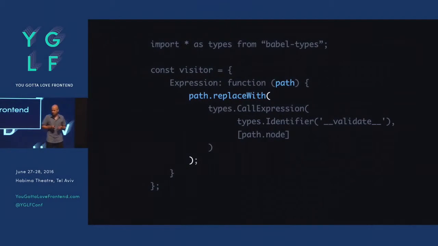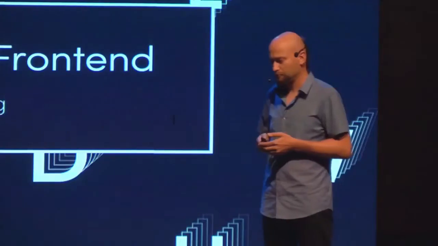In our example, we want to replace the original expression with another expression, with a call expression to a validate function, and pass the original node as a parameter. And we're using a builder. We are using a builder included in Babel called Babel types. So this builder lets us create a new subtree in the AST, which may or may not contain some of the original AST.